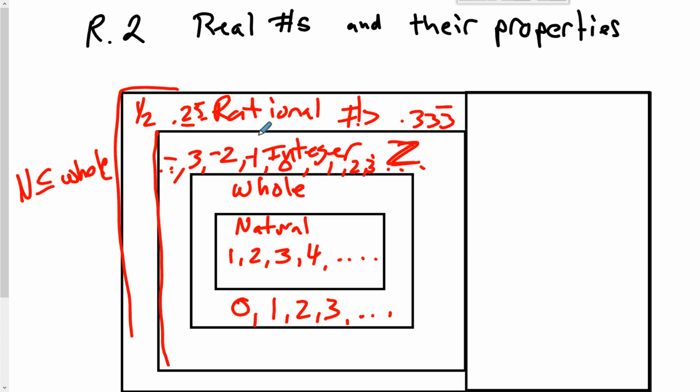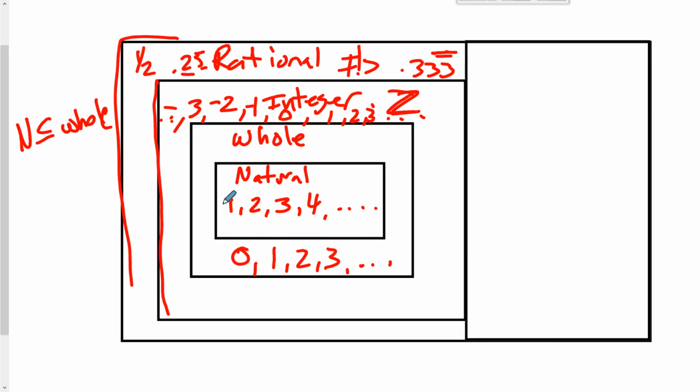So rationals include naturals, wholes, and integers, as well as fractions that have decimals that either end or have a repeating pattern, right? If it's like 0.3, or say 2, 3, 2, 3, 2, 3, 2, with that repeating pattern, then as long as you can explain it, that is a rational. Irrational is on the other side. So you can't have rational and irrational at the same time.